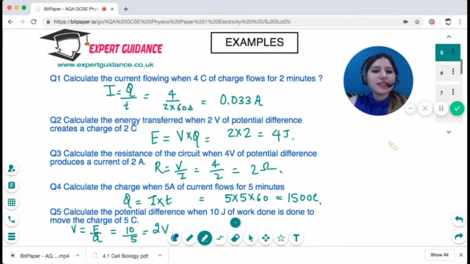Now let us look at a few questions that can be asked related to these triangles. First is: calculate the current flowing when 4 coulombs of charge flows for 2 minutes. Now you need to take care of the units. The units have to be in seconds. So current is charge over time. Charge is 4 coulombs. Time is 2 minutes, so times by 60 is 120 seconds. So the answer would be 0.033 amps.